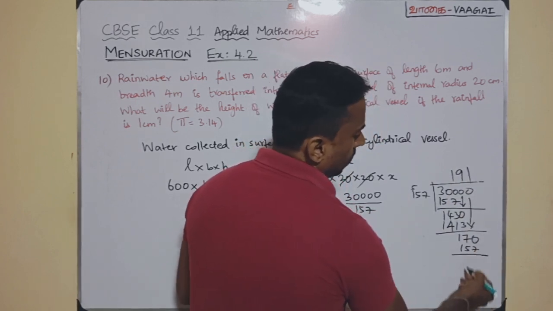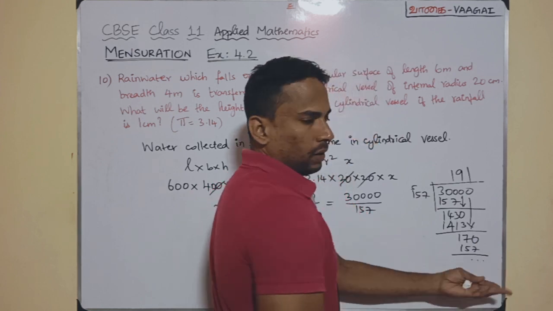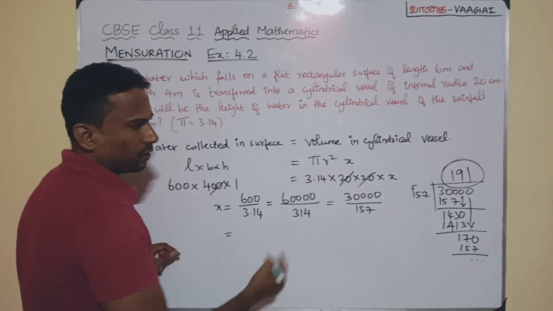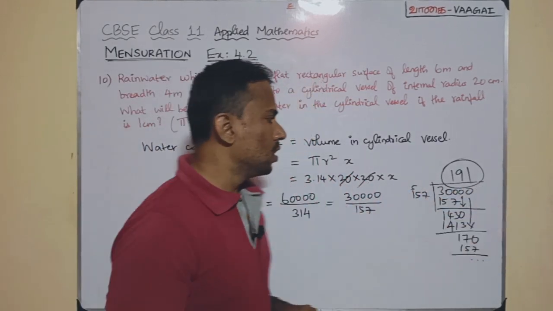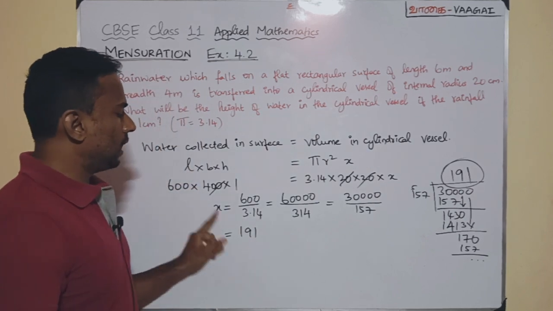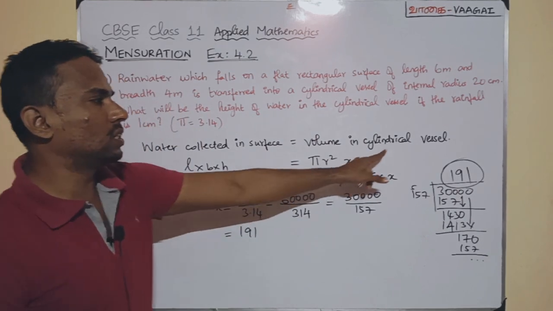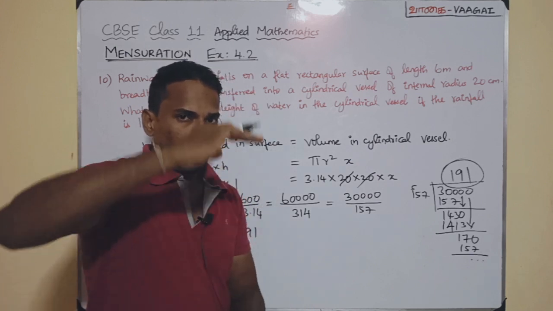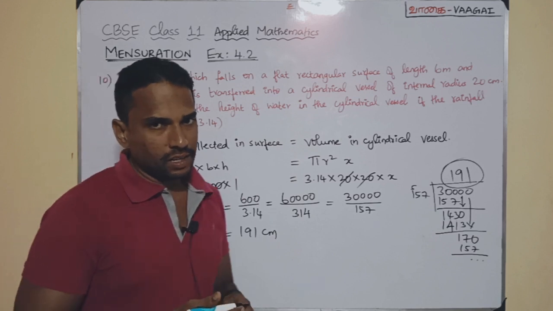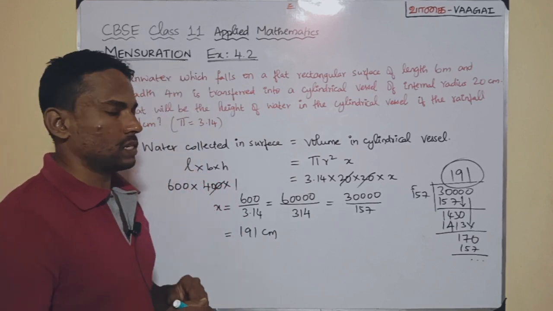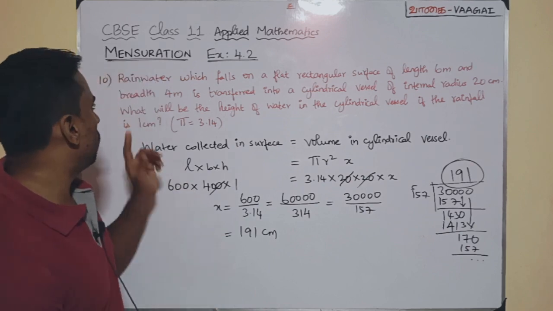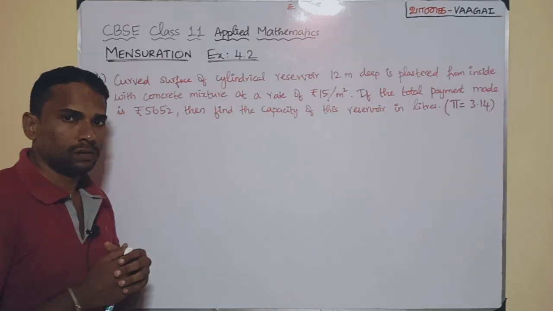So this will be 2 less only, so 191. The nearest integer, because after this we'll have to do decimals only, is 191. So 191 is going to be the height of this cylindrical part. Up to 191 centimeter we will be having this cylinder's height filled. So 191 centimeter is going to be the answer for your question number 10.